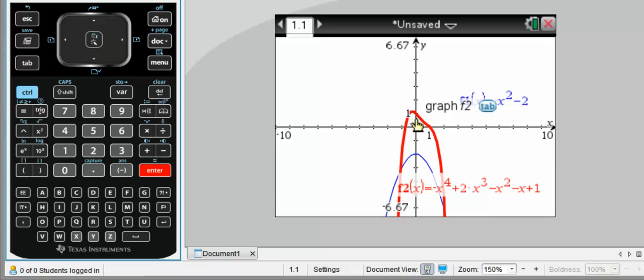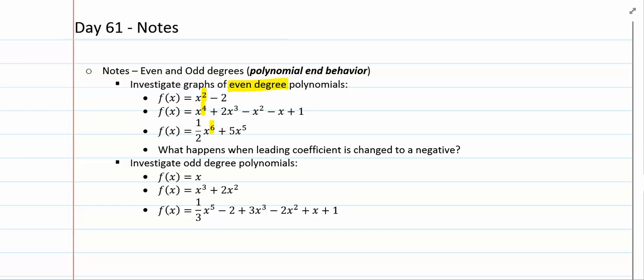You'll notice that the curves become less pronounced. So having the negative sign here does change the shape of the graph a little bit, but it doesn't change the end behavior. It's the same in either case. And in a moment, we're going to actually summarize our findings here.